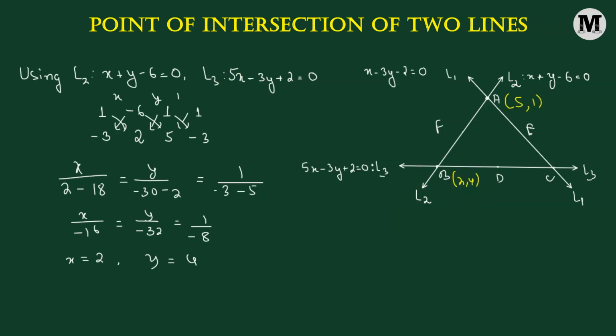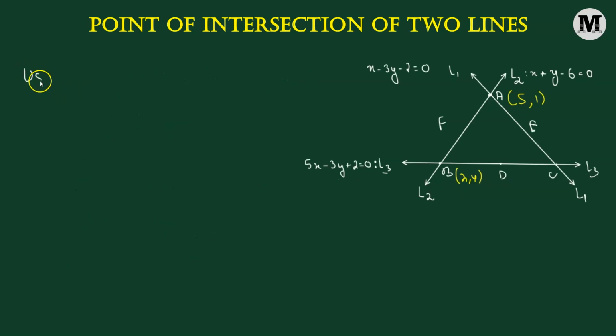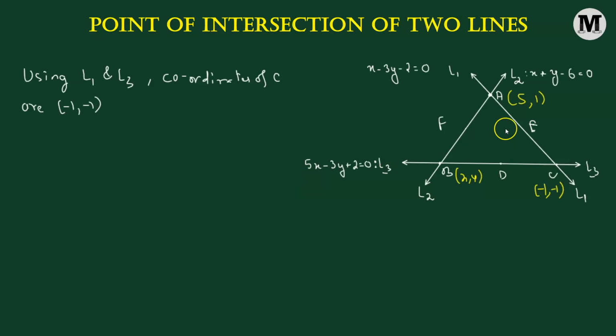So that's going to be 2, 4. And then finally we're going to use the equation for line L1 and L3 to obtain the coordinates of point C. Now that I'm leaving as an exercise for you to try out. So coordinates of point C are going to be -1, -1. So the coordinates of point C come out to be -1, -1. Now we have obtained the coordinates of the vertices of the triangle ABC.